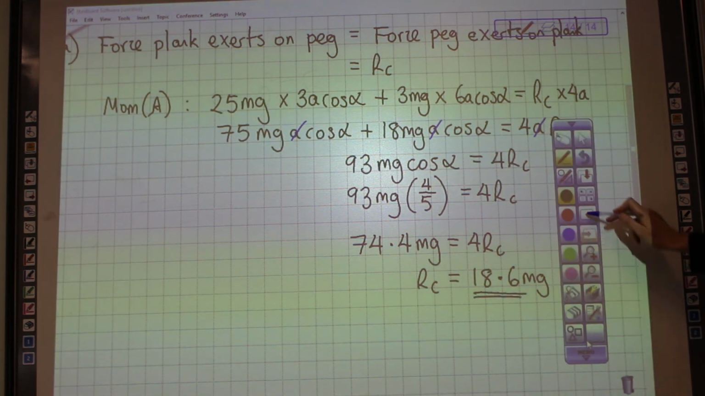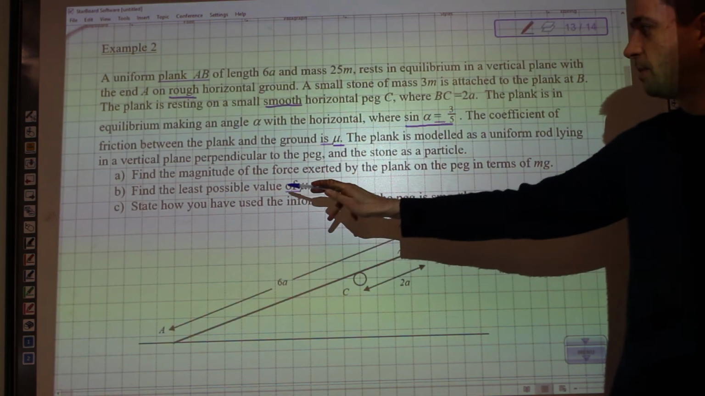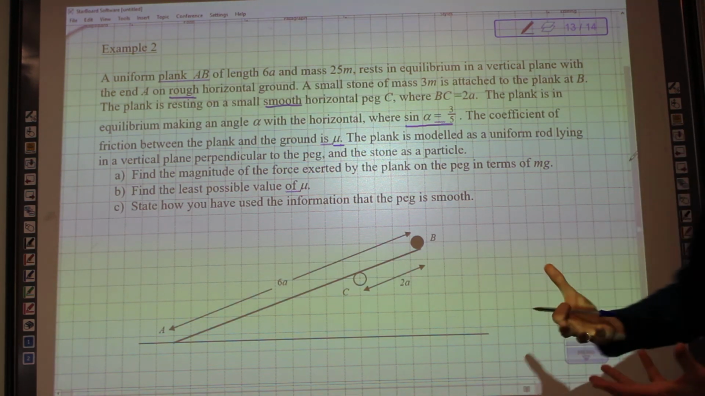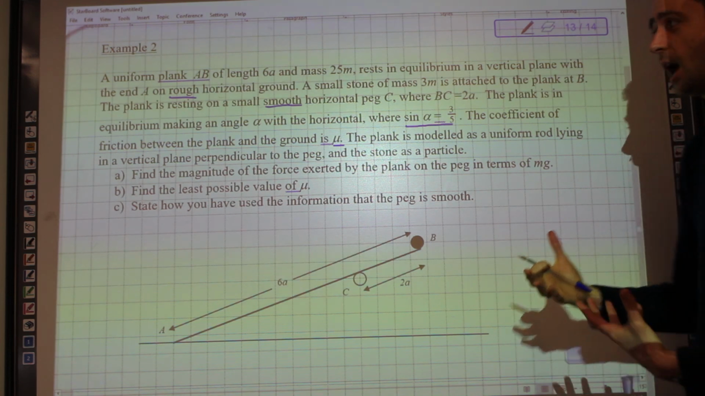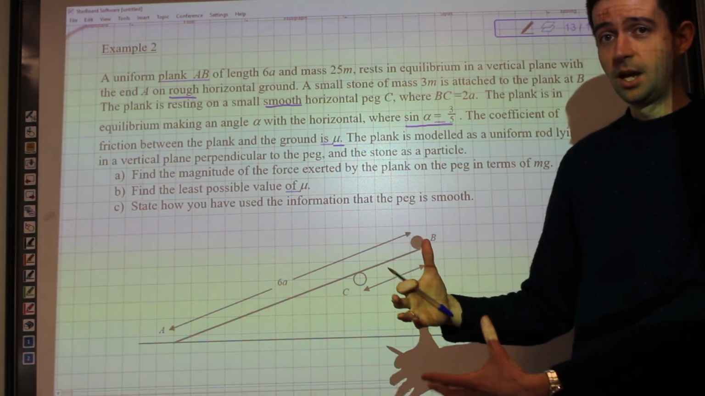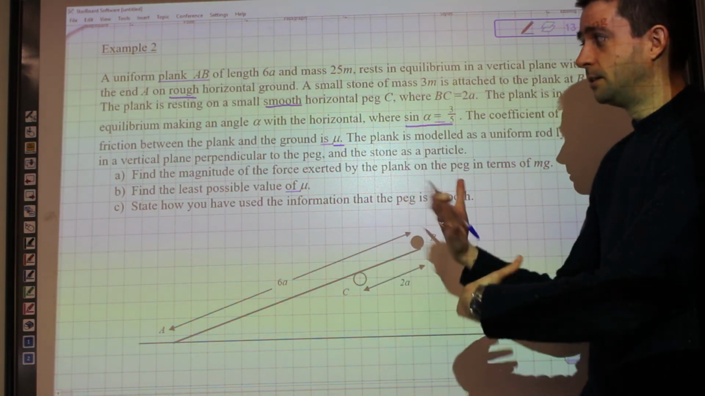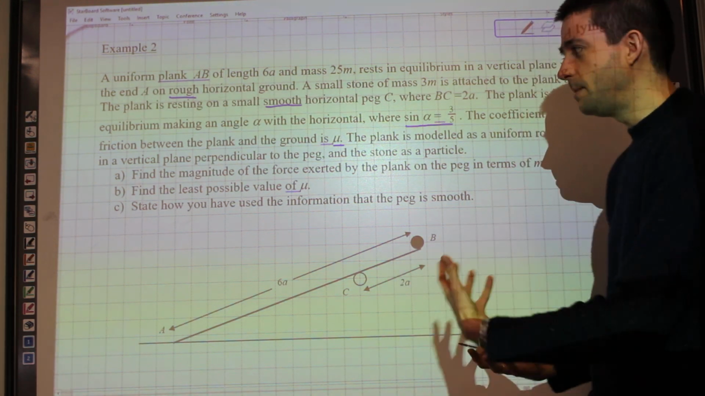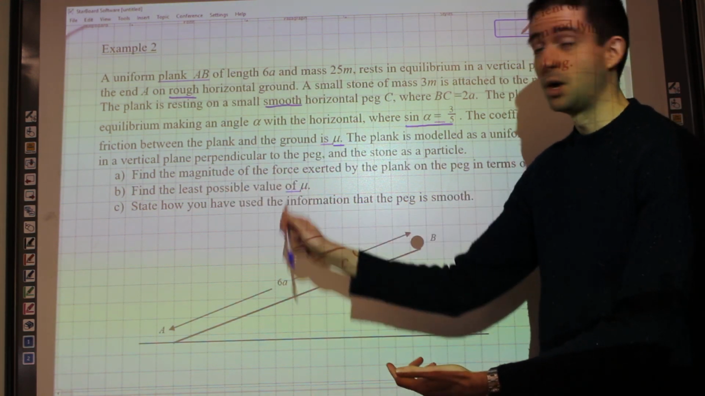Okay. So, part B then, what's part B asking me? Find the least possible value of mu. Now, the least possible value of mu, we've got the situation here where the plank is in equilibrium, which means the forces are balanced, which means it's actually on the point of moving, which means that friction must be at its maximum. So if mu was any bigger, there'd be too much friction, it wouldn't be on the point of moving. It doesn't really matter in the context of what we're actually going to do, but that's the explanation of why it says least possible.